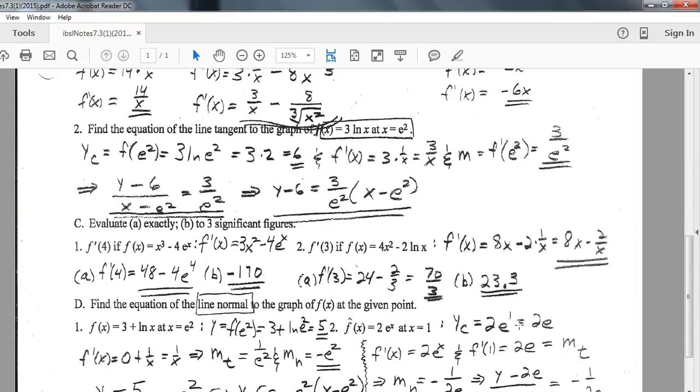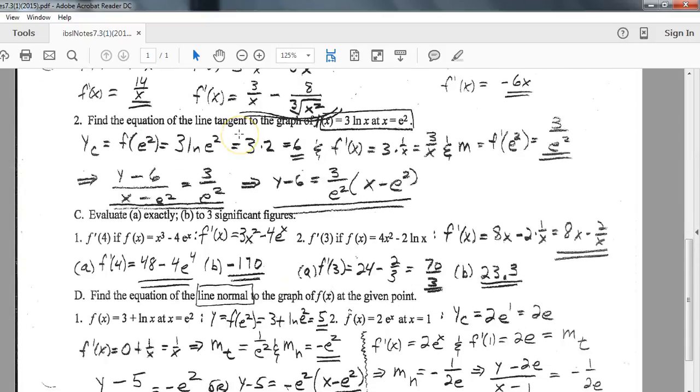For number 2, again, just doing another equation of a tangent line, applying our new rules here. So we have our function, 3 times the natural log of x. This is the x coordinate. Remember, we're going to need a y coordinate and a slope to get the equation of our line. So if the x coordinate is e squared, I'm going to take that and plug it into the original function for x in order to get a y coordinate. And that's what you're seeing right here in this setup.